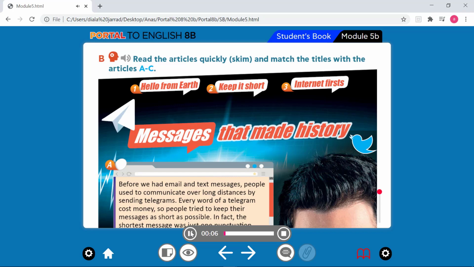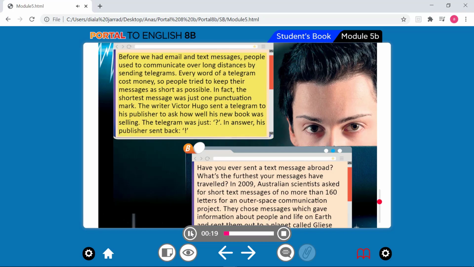5B. 1. Read. Messages that made history. A. Before we had email and text messages, people used to communicate over long distances by sending telegrams. Every word of a telegram cost money, so people tried to keep their messages as short as possible. In fact, the shortest message was just one punctuation mark. The writer, Victor Hugo, sent a telegram to his publisher to ask how well his new book was selling. The telegram was just a question mark. In answer, his publisher sent back an exclamation mark.